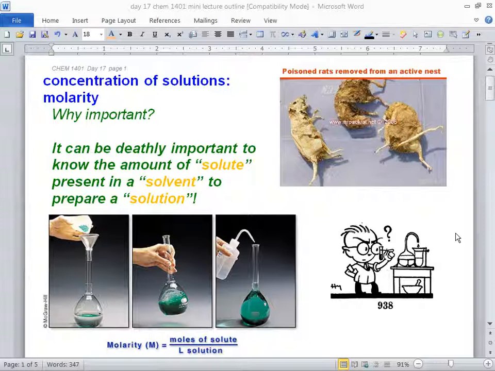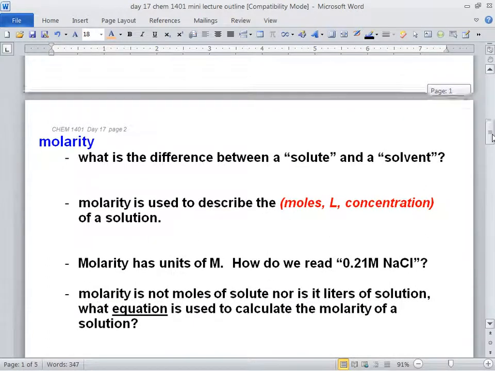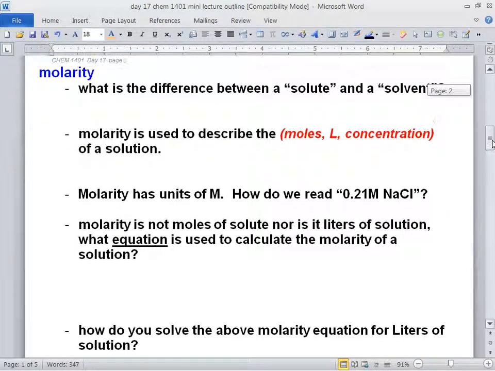Well, like the poison rats, I guess that was meant to be, though, right? So you'd want that concentration to be high enough to kill those rats. So in that sense, that's how molarity would be important. But it's very useful. It's what we're going to be talking about today. Molarity.